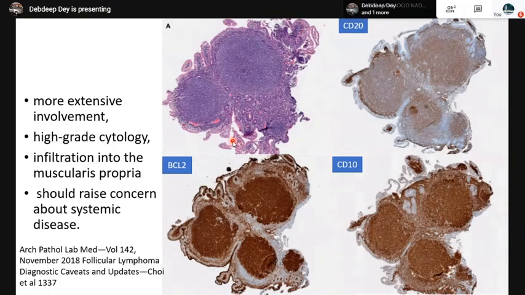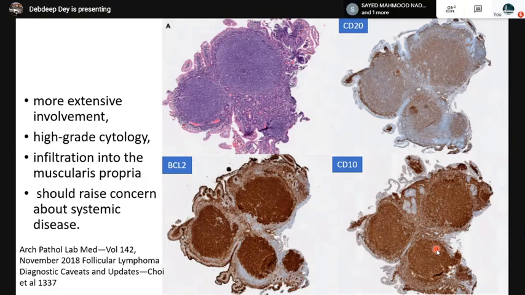So this is a typical example of a primary duodenal follicular lymphoma. We've got a duodenal biopsy, which normally presents as a polyp. The other lymphoma that can present as GI polyps is mantle cell lymphoma. Here you see very nice follicles, which are CD20 positive, BCL2 positive, and CD10 positive. So this is a classical follicular lymphoma.